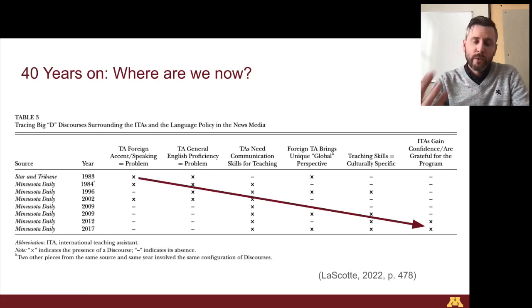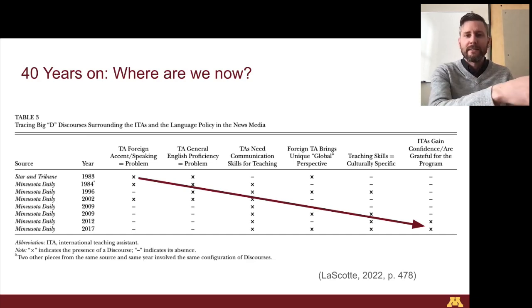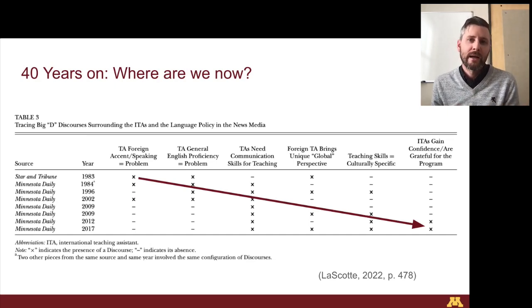So in other words, what seems to have begun as strictly a language policy focused on language proficiency has seemed to move, at least discursively, to one that is more focused on a pedagogical issue, not a language one, one focused on teaching.